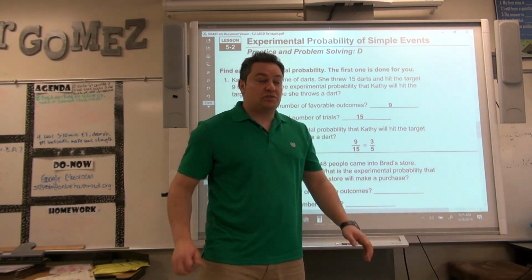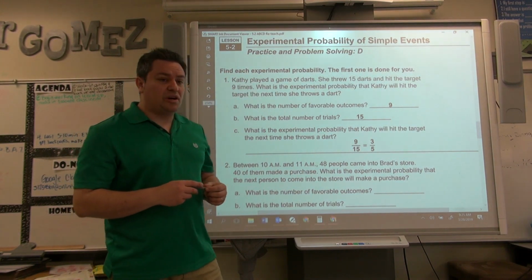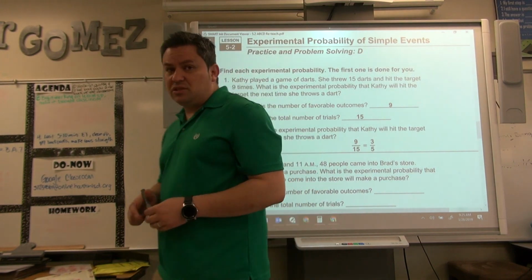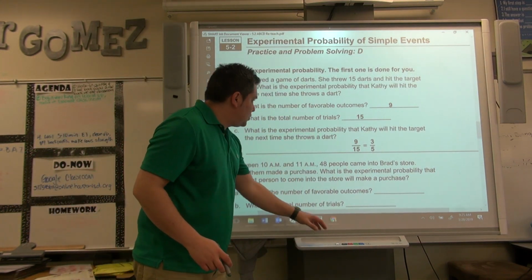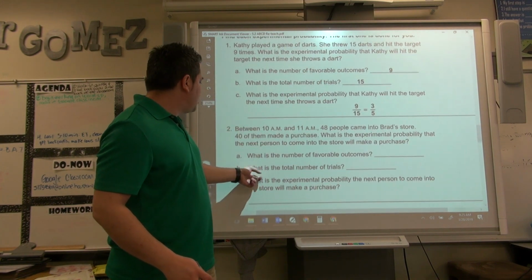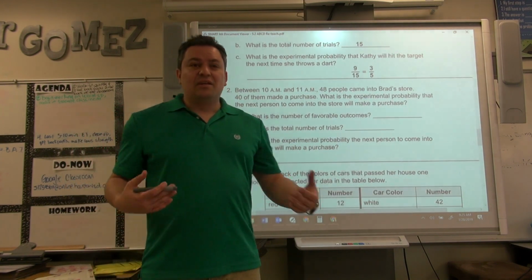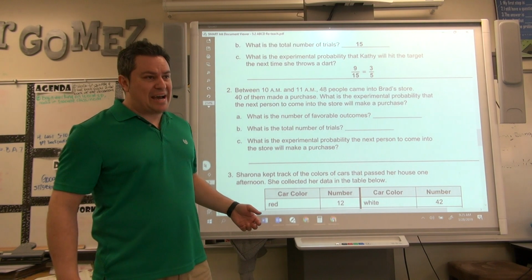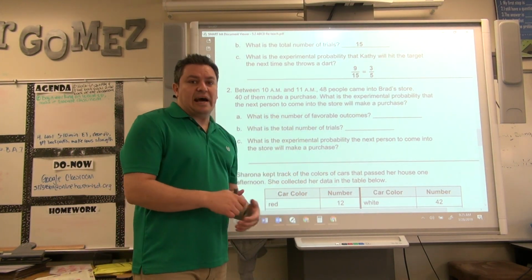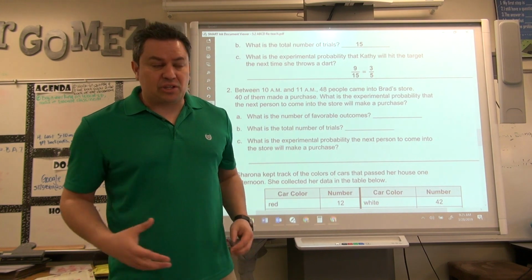Today we're going to continue talking about experimental probabilities of simple events. Now, this is just a few more sample questions from the worksheet. The first one is already done for us. I'm not going to spend too much time on that one because I want to make this brief, since this is something we already know how to do. The math is the same as theoretical probability. It's just that now it's the actual experiment going on.